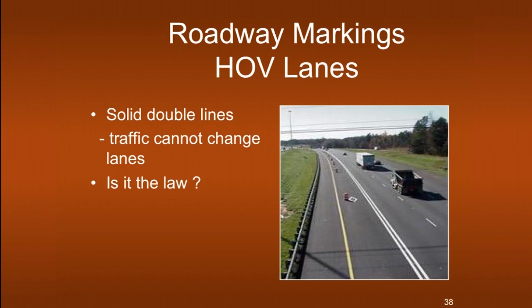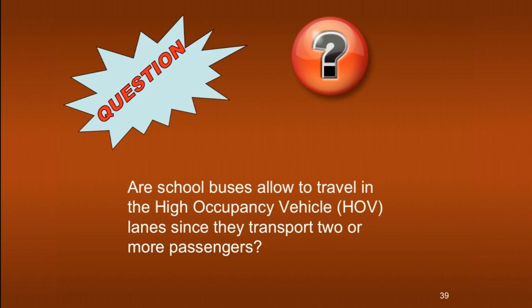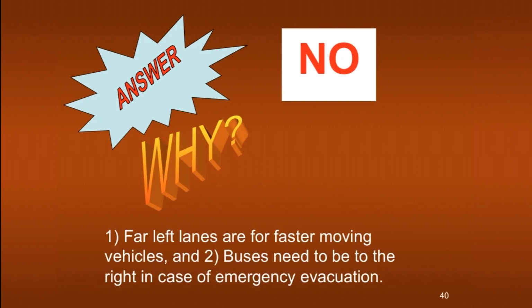Is it the law that you cannot cross double solid lines? Yes, it is. Violators will be ticketed. Are school buses allowed to travel in the high occupancy vehicle lanes since they transport 2 or more passengers? The answer to that question is no. Why? Well, there's really 2 reasons.